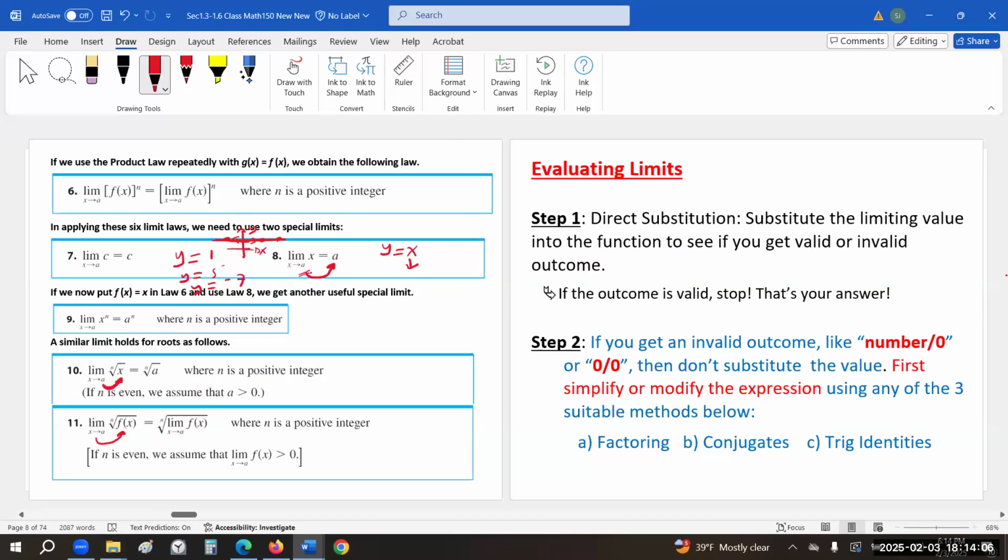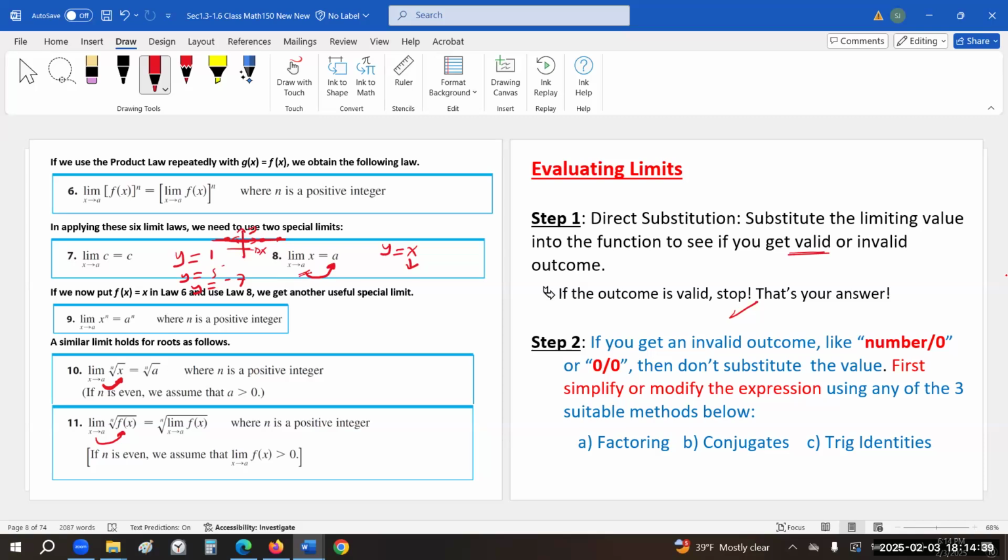Now, once we know the rules, we can go ahead and evaluate some limits. So how do we evaluate limits? Step 1, always substitute. Whatever limiting value you have in your limit, substitute that into your function. Once you do that, then you have a few choices. After substituting, if you get something valid, you stop and that's your answer, whatever you have. So it's an easy step. Substitute and then simplify.